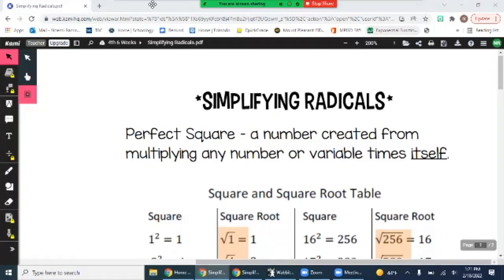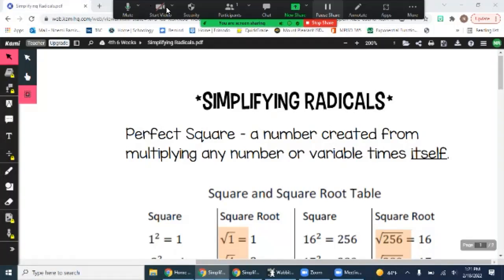Okay, simplifying radicals. Simplifying radicals is a topic that kind of stems off what we did with difference of squares. Now think about the word perfect square. We've already talked about it. How do you create a perfect square, or what is a perfect square?